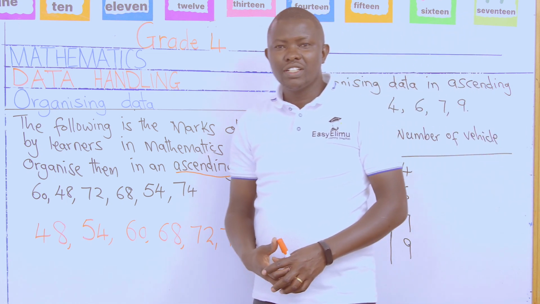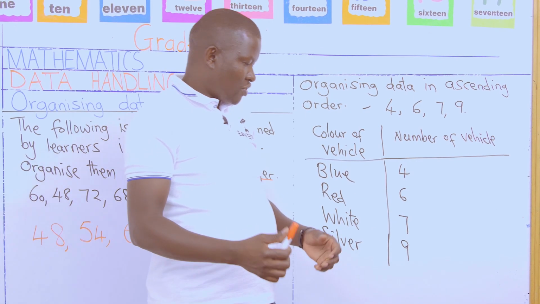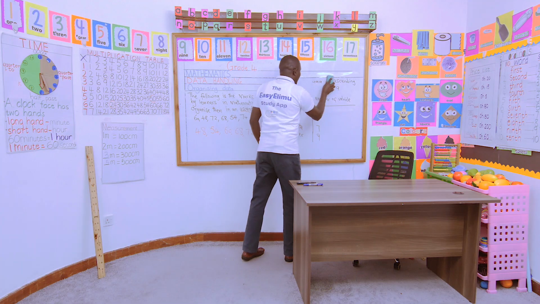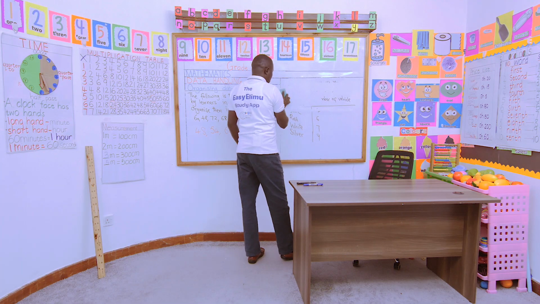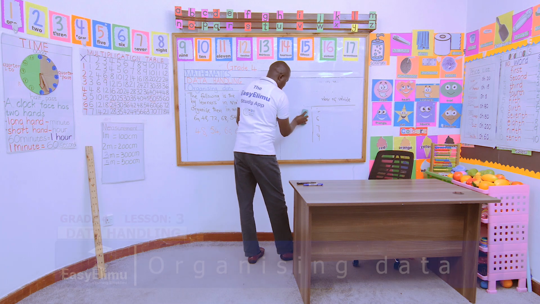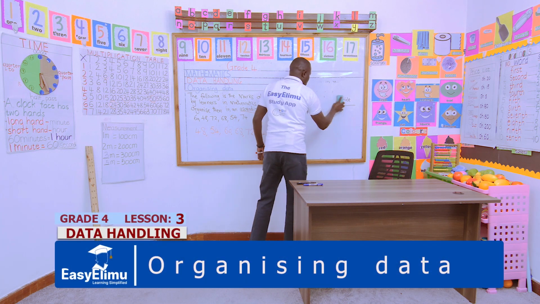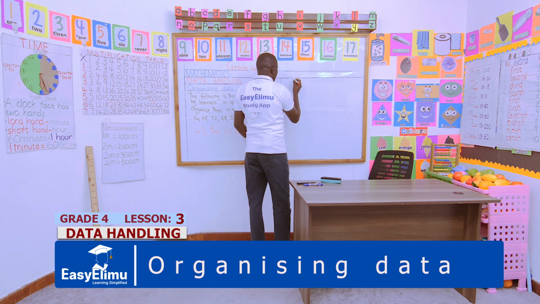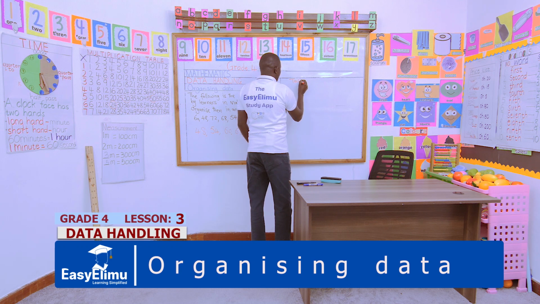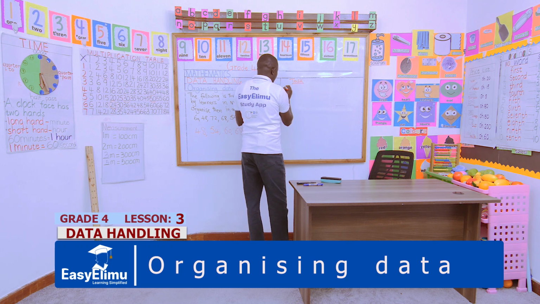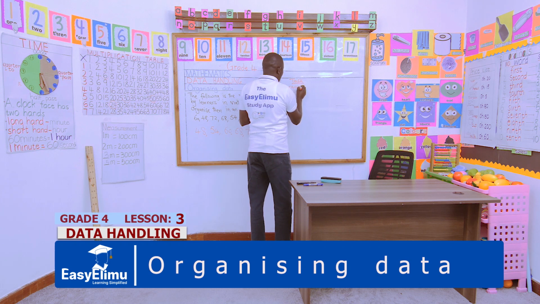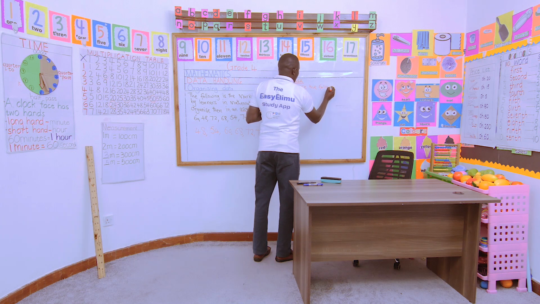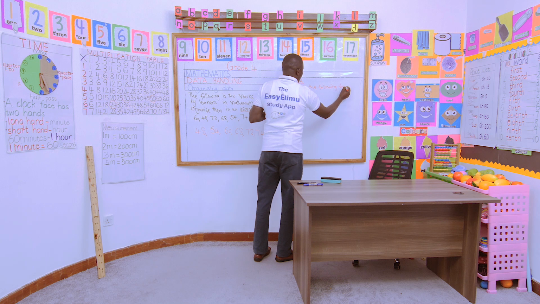Learners, as we wind up our lesson, can you try the following task? Arrange the following data, or organize the following data, in an ascending order. And the data is as follows. For our task, as we wind up the lesson, arrange this data in ascending order.